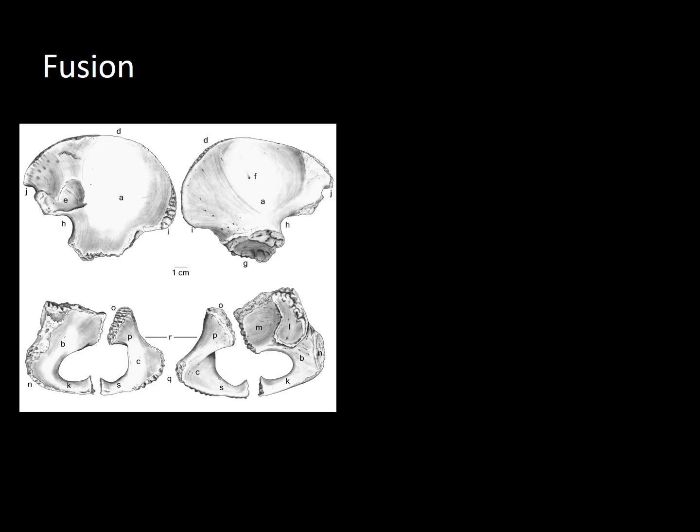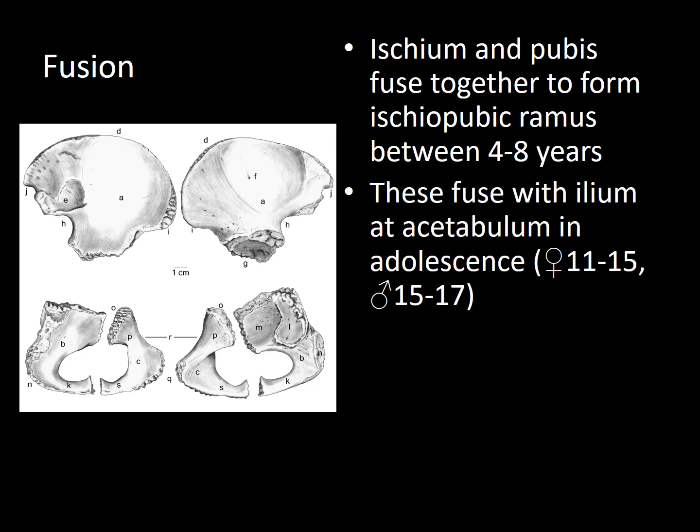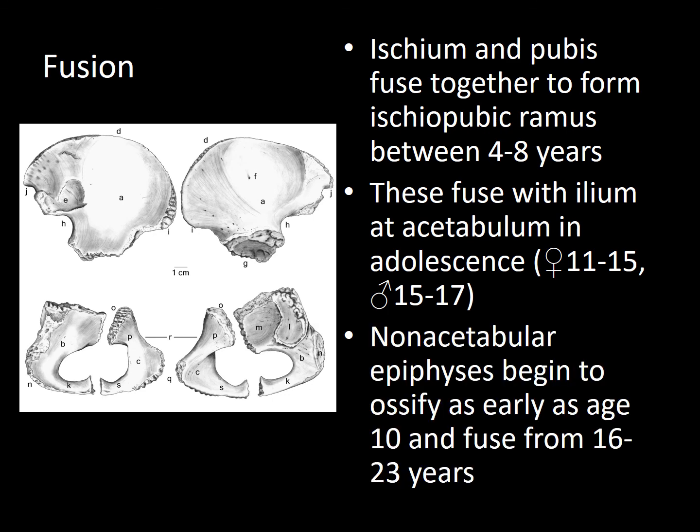Fusion, again, is pretty complicated. The ischium and the pubis fuse together to form that ischiopubic ramus between about 4 and 8 years. These will eventually fuse with the ilium at the acetabulum during adolescence. And the non-acetabular epiphyses will begin to ossify as early as age 10 and fuse from somewhere between 16 and 23 years. So basically the main meat of your os coxa is done ossifying by the time you reach adolescence or puberty, and then some of the non-acetabular edges can take it up into your 20s.